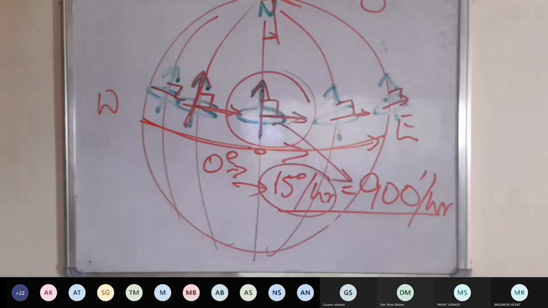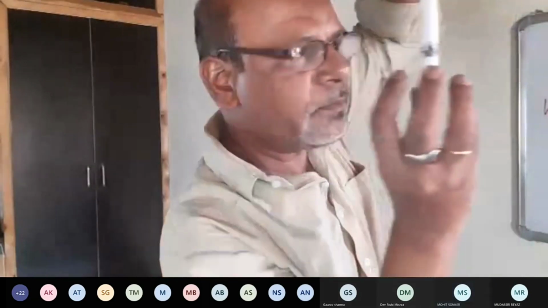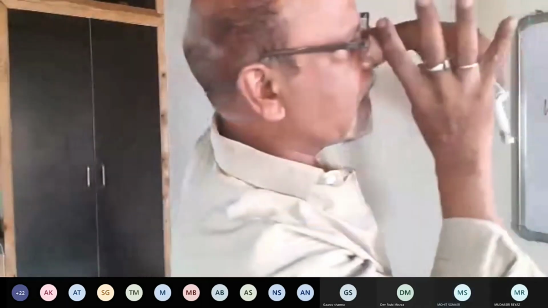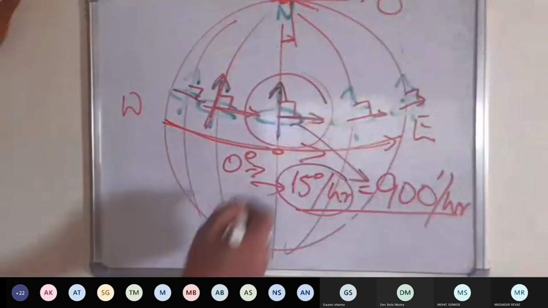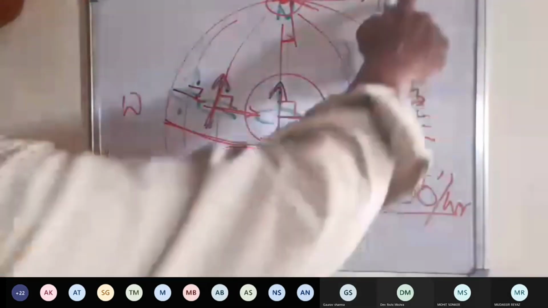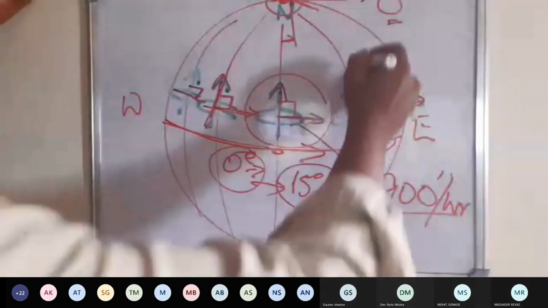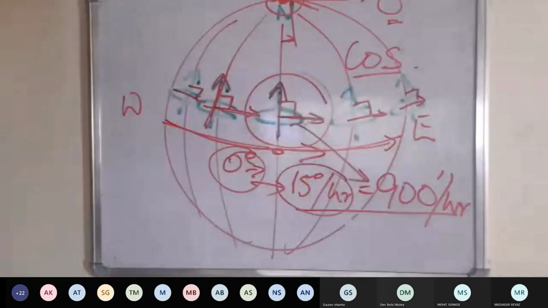Yes, sir. At the pole, Earth is rotating like this. At the pole, there is no motion. There it is only turning on its own spot. But at the equator, a peripheral speed of 900 miles per hour is created. So at 0 degree maximum, at 90 degree 0, what does it mean? Is this a function of cosine? The peripheral speed is a function of cosine. Is that correct or not?